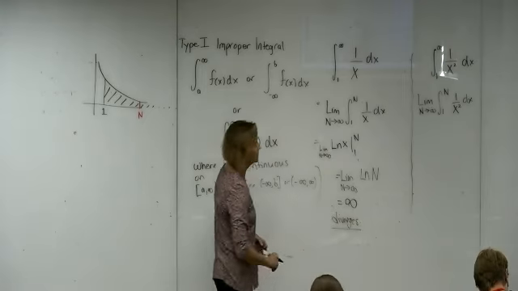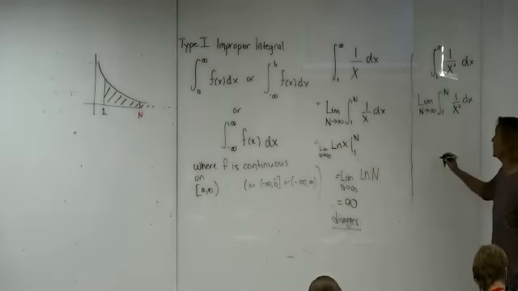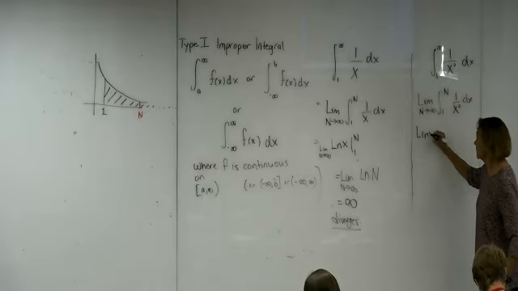I think the second one converges. What's the antiderivative of 1 over x squared? Negative 1 over x. Good.